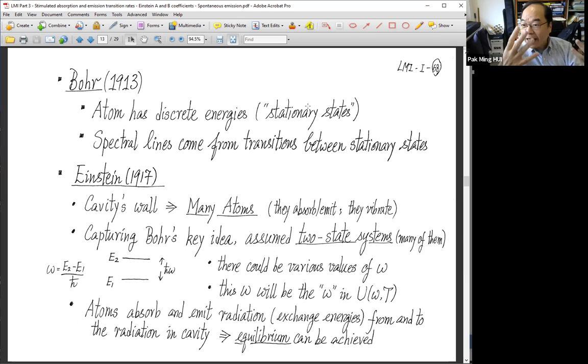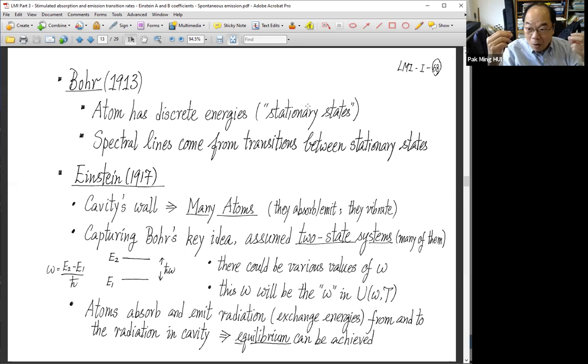Therefore, they could achieve equilibrium and arrive at the same temperature T. So we have a temperature T to characterize this system consisting of atoms and EM waves. And we want to look into the EM wave properties after this atom and EM wave system achieves equilibrium. So that is the very standard statistical mechanics or statistical physics idea.